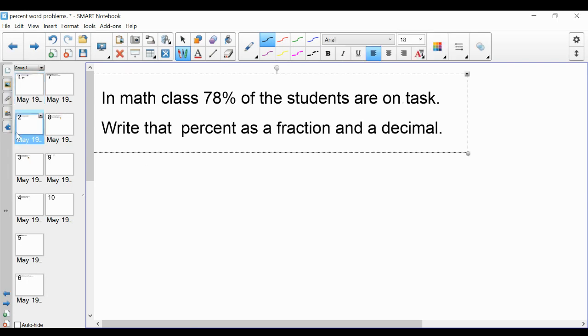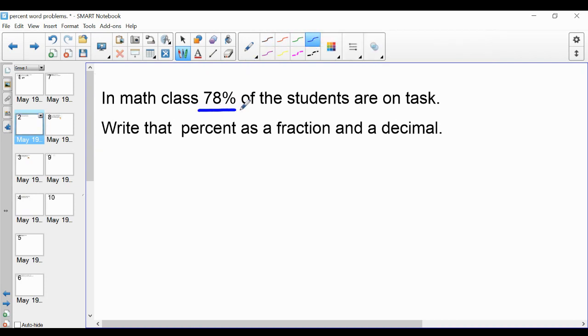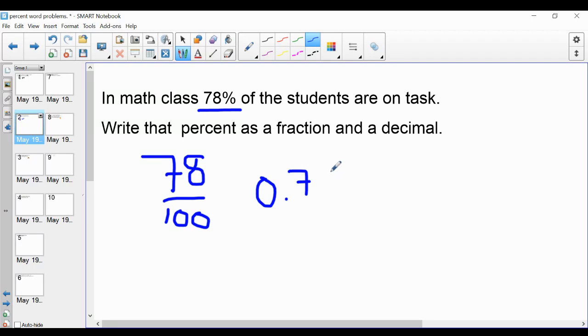Next question. In math class, 78% of the students are on task. Write that percent as a fraction and as a decimal. So again, we know that we're focusing on the 78%. We have 78 over 100 because it is a percent. Again, you can simplify this fraction if you'd like to. And then our decimal is going to be 78 hundredths because we look at the denominator of our fraction. Very straightforward, very simple.